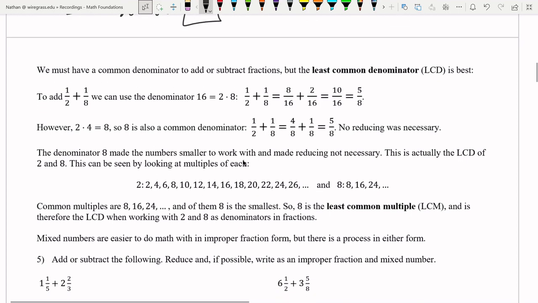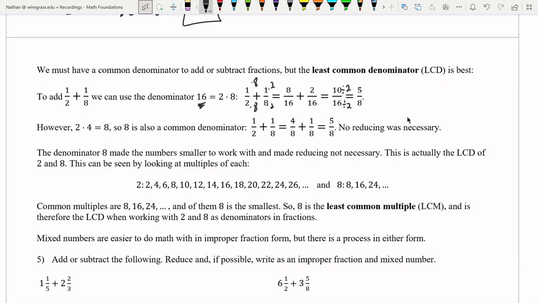So if we're going to add 1/2 and 1/8, we can use the denominator of 16 because 16 is 2 times 8. That's what I was showing you before. I'm going to multiply top and bottom by 8 here and multiply top and bottom by 2 here. I get 8 over 16 plus 2 over 16 give us 10 over 16, which can reduce, divided by 2, to get 5/8.